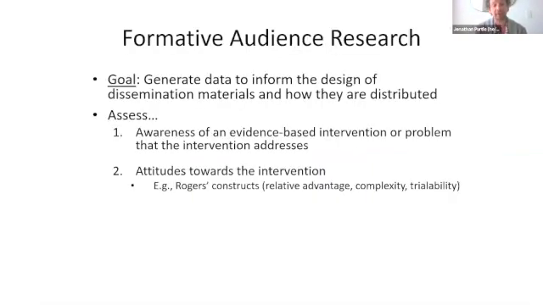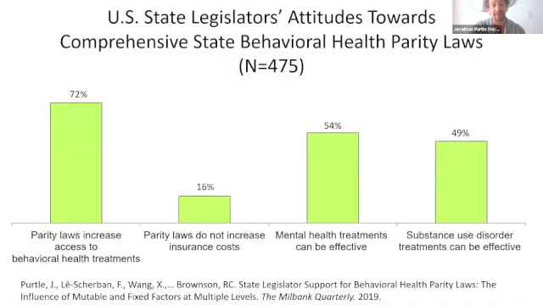Also, in formative audience research, we might want to get a sense of attitudes towards the intervention or the evidence we're disseminating about. So here are ideas such as Everett Rogers' constructs from the theory of the diffusion of innovations, his attributes of the innovation, things like relative advantage, complexity, trialability. We can assess through surveys and use this information to inform how we frame the evidence and how we disseminate.